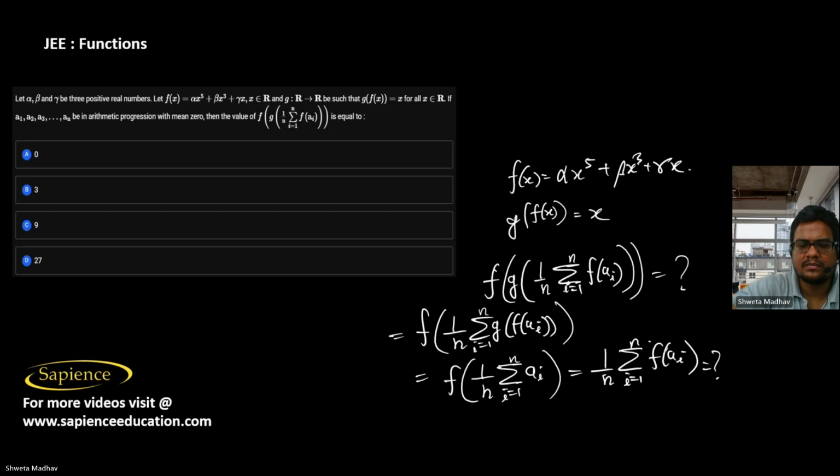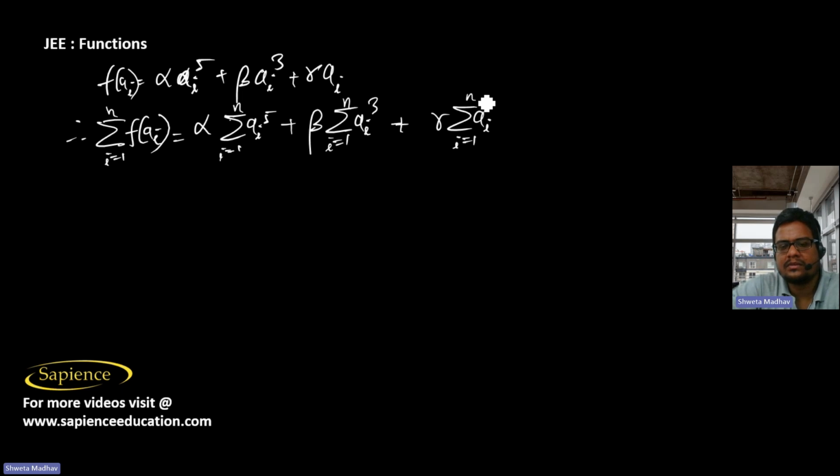Now f of ai, that we can say will be equal to alpha ai power 5 plus beta into ai power 3 plus gamma into ai. Therefore summation f of ai, i goes from 1 to n, will be equal to alpha into summation ai power 5, i goes from 1 to n, plus beta into summation ai cube, i goes from 1 to n, plus gamma into summation ai, i goes from 1 to n.